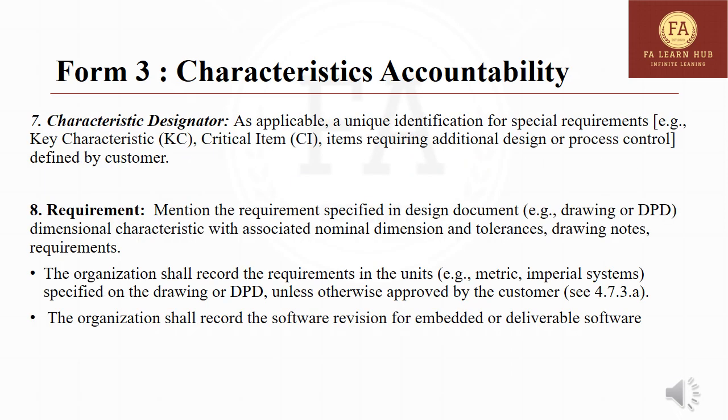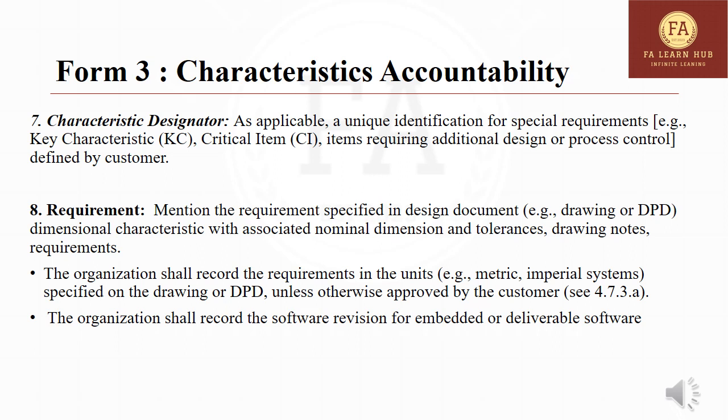Field number 7, characteristics designator. As applicable, a unique identification for special requirements shall be defined by the customer. We have to mention it. So for example, if a requirement is a key characteristic, we have to mention key characteristic. If it's a critical item, we have to mention critical item. If it's a major requirement, we have to mention major. If the requirement is minor, we can mention minor.